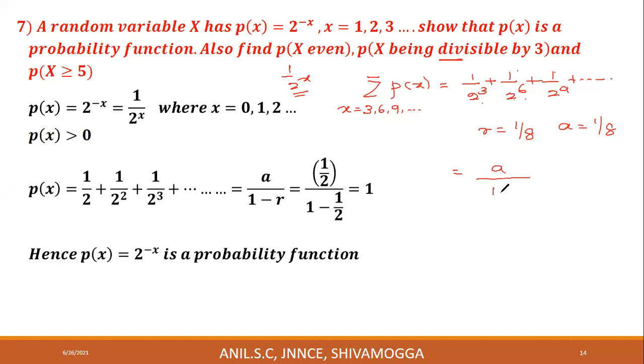Therefore, the sum to infinity of a geometric progression is a divided by 1 minus r. Here a is 1 by 8, divided by 1 minus r, which is also 1 by 8. Therefore, this is equal to 1 by 8 divided by 1 minus 1 by 8, which is 7 by 8. Therefore, this is equal to 1 by 7.